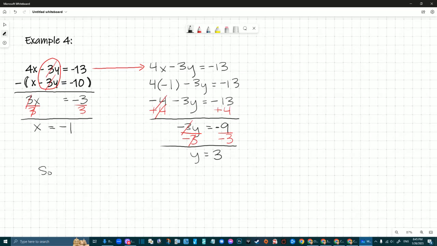So let's go ahead and write this in ordered pair form. So our solution is negative 1, comma 3. Always x, comma y.